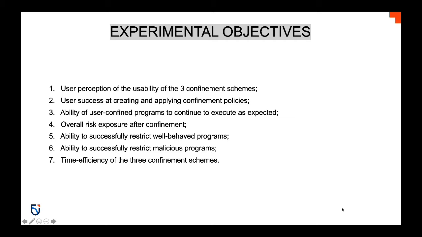The experimental objective was clear, and it was to compare how usable the FBAC approach was against the widely deployed SELinux and AppArmor approaches. In total, there were 7 areas they wanted to look at, which are all listed here. The first one, for instance, is user perception of the usability of the three confinement schemes. Another one is the ability to successfully restrict well-behaved programs and also malicious programs. The rest of the list is there, you can see them.